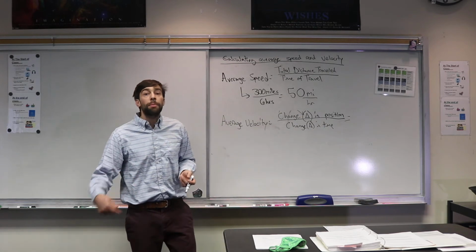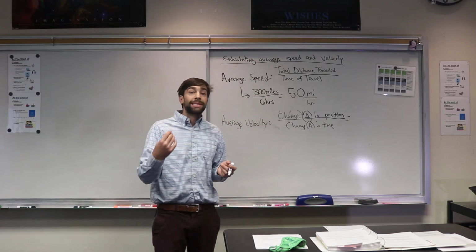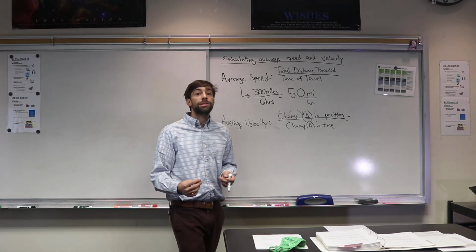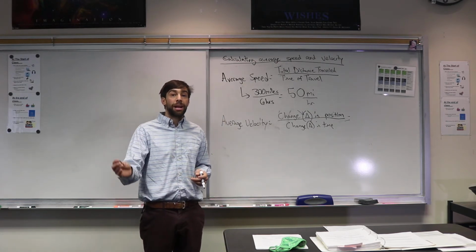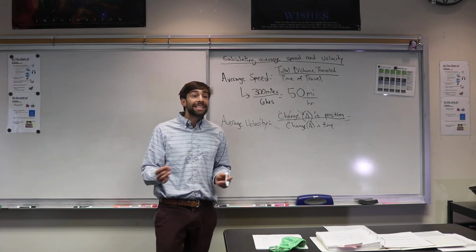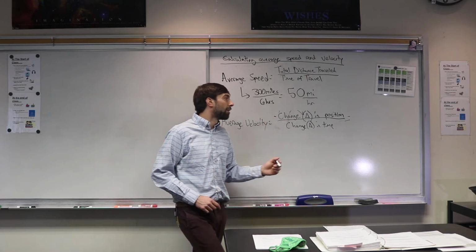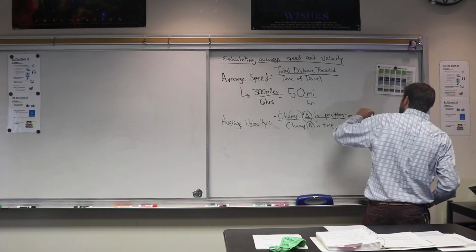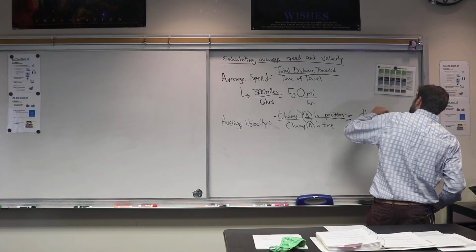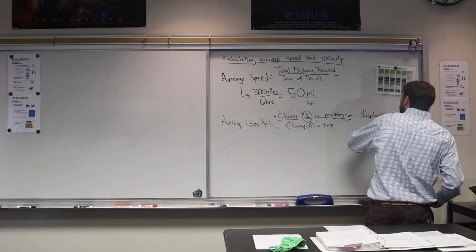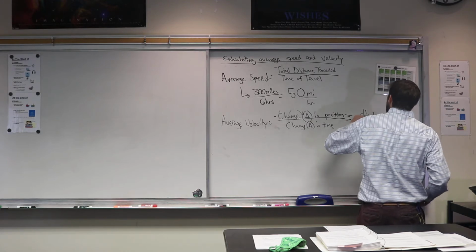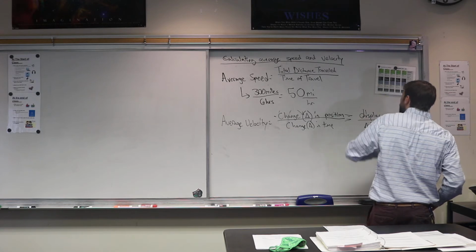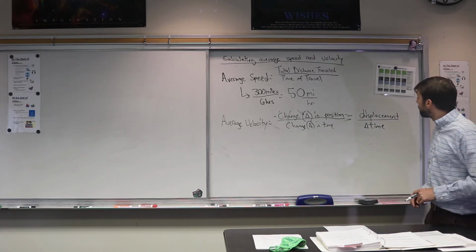In not the last video, but the video before, we talked about distance and displacement. Displacement was just the change in position from point A to B. And that's exactly what we're talking about here. So average velocity is actually just our displacement divided by the change in time of that travel.